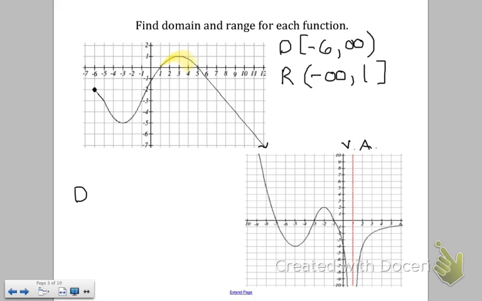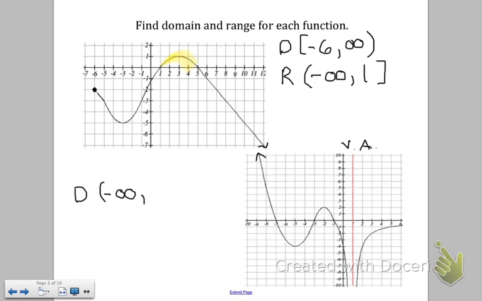So, the furthest it's going to go to the left, again, it's not drawn in, but that graph just continues forever and ever to that left side, so it's going to have a domain that starts at negative infinity. Remember that positive infinity and negative infinity always get a parenthesis.